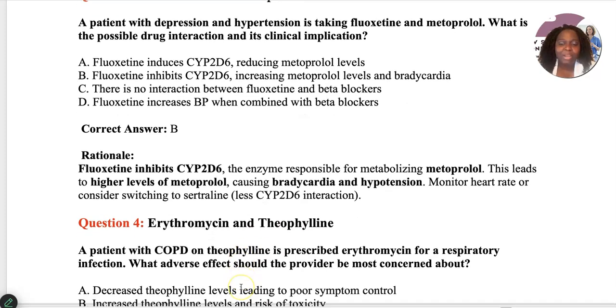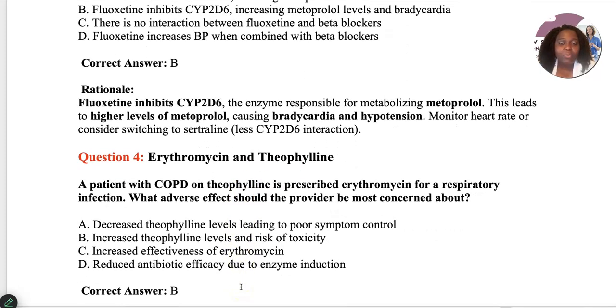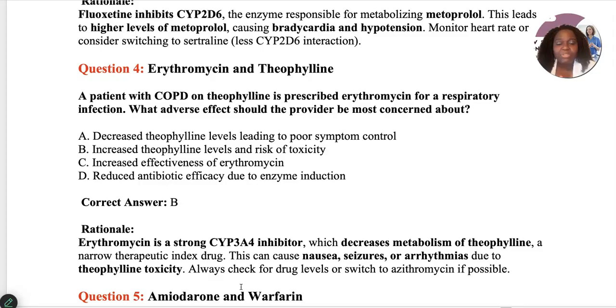Let's take a look at the rationale. Fluoxetine inhibits CYP2D6, an enzyme responsible for metabolizing metoprolol. This leads to higher levels of metoprolol, causing bradycardia and hypotension. Monitor heart rate or consider switching to sertraline, which is an alternative that causes less interaction.